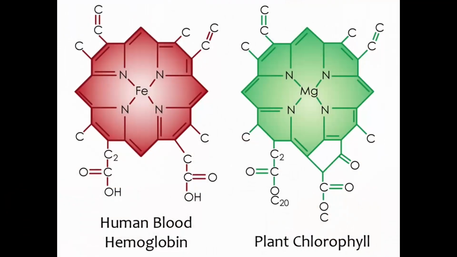So this is your red blood cell. And in your red blood cell, you've got hemoglobin. And in the plant cells, you've got chlorophyll. Now, the molecular structure, the shape of it, is exactly the same. The only difference, really, is it's got the nitrogen, the carbon, yeah?